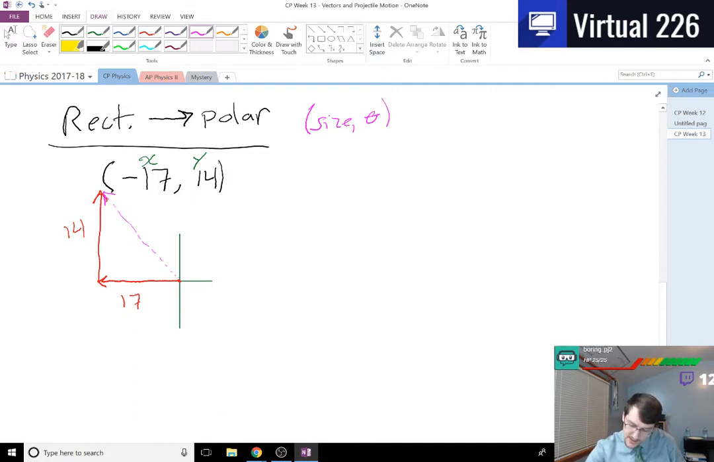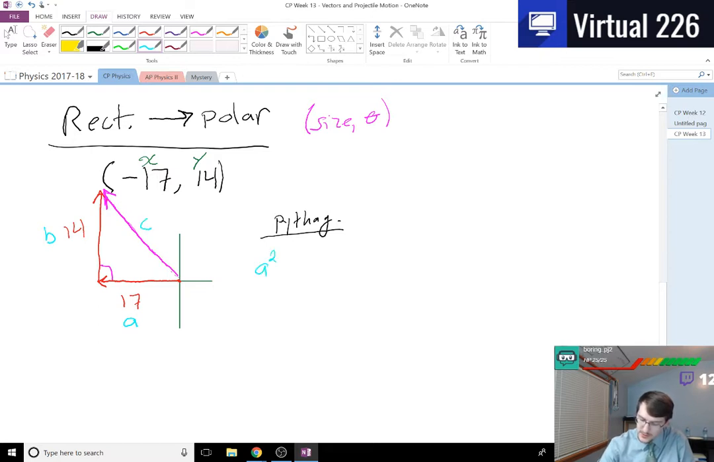You can get the size of this hypotenuse, because this is a right triangle, by just using the Pythagorean theorem. Remember, the Pythagorean theorem, when you learn it in your math classes, looks kind of like this. If this is side A, B, and C, it reads a squared plus b squared equals c squared. Or if you're solving for c, you could say c equals the square root of a squared plus b squared.